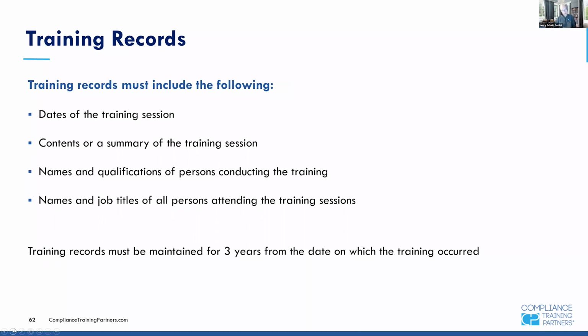Now, remember that training records for OSHA, you need to have the dates of it, who did the training, who attended, and these records need to be kept for 3 years. This is a mistake that I see, again, when people don't have these records. And what's really a shame, sometimes they're good offices and they've done the right thing, but they don't have records. It's a lot like a patient chart, right? If it's not written down, it didn't happen.